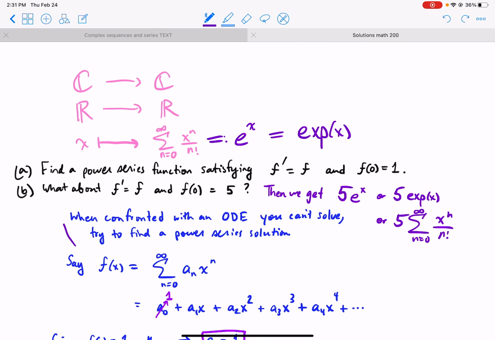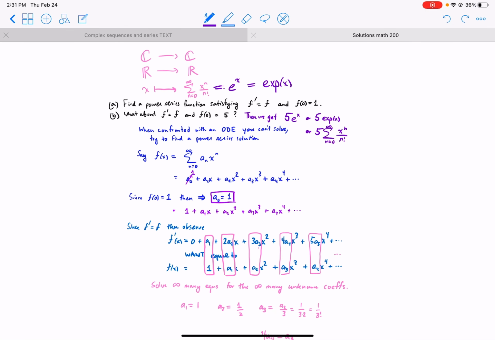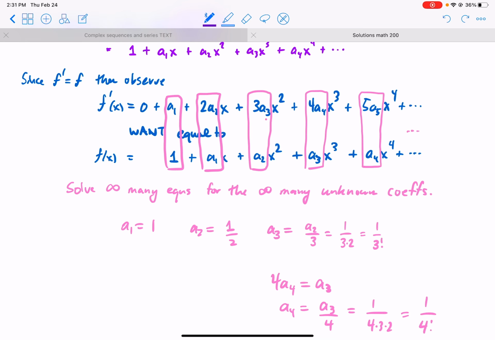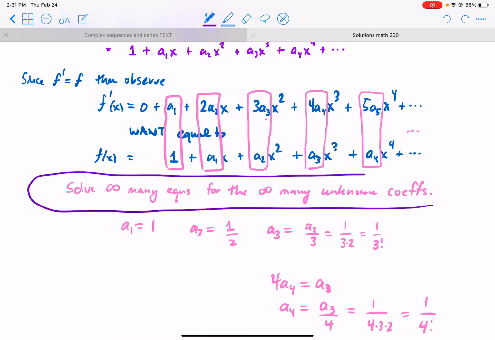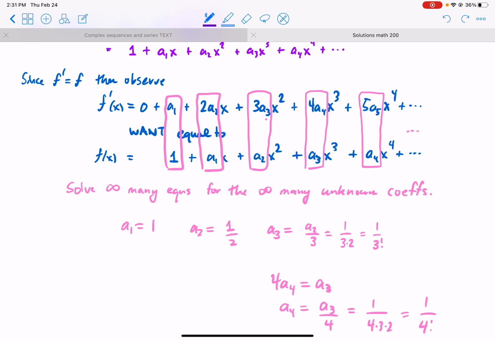In fact, this exact same method can be used to solve many problems. Where could it fail? It could fail if you're unable to solve the infinitely many equations and infinitely many unknowns. But it's worth a try. Maybe you can solve them. We were able to here.